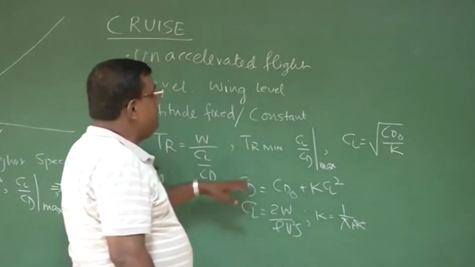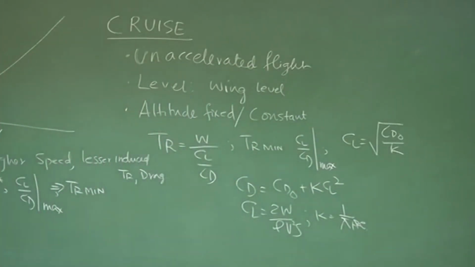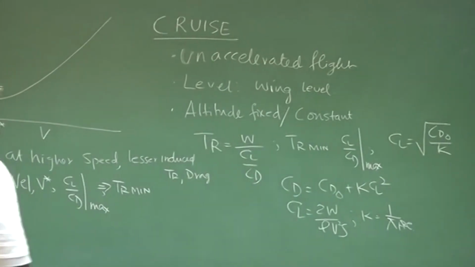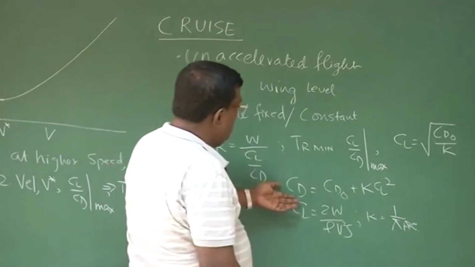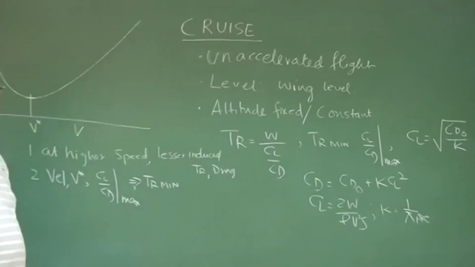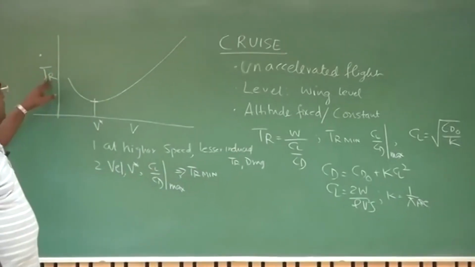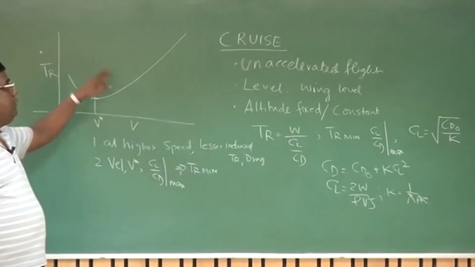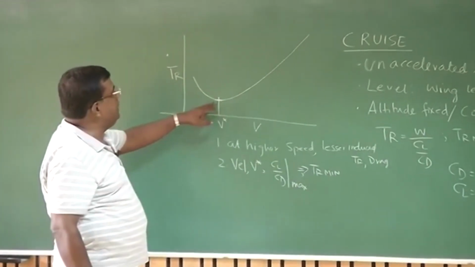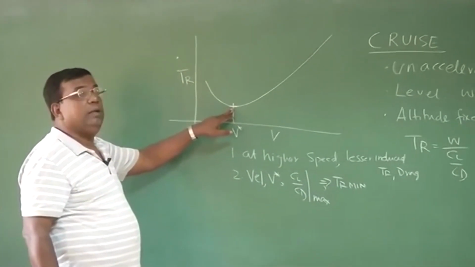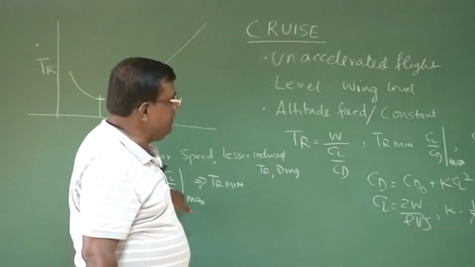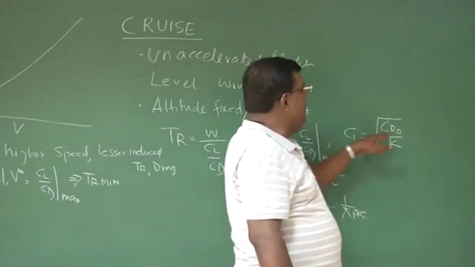So I can calculate CD, as I also know the CD naught is fixed for an airplane at low speed. So once I know CD, once I know CL, I know CL by CD, I can find thrust required at different speeds, and I have plotted that thrust required at different speeds in this figure, right? And in that we found out that there is a particular speed at which thrust required is minimum, and that corresponds to a case where CL by CD is maximum, and for that CL is root of CD naught by K.